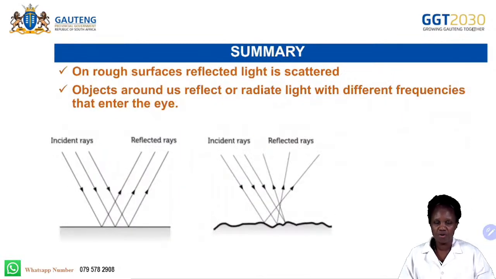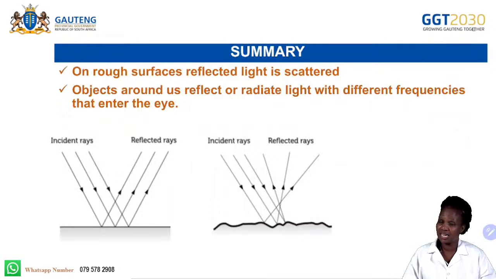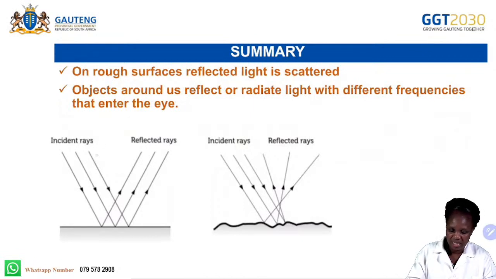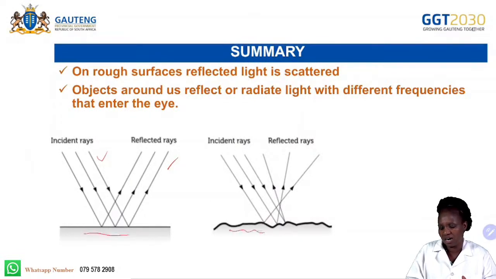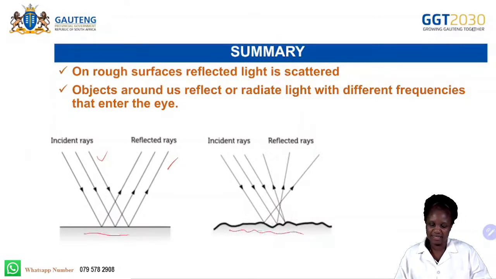All right. On rough surfaces, reflected light is scattered. Objects around us reflect or radiate light with different frequencies that enter the eye. We've got good diagrams there. We've got the incident ray, this is the incoming ray, and then the reflected ray. Why is it in such a good direction? It is because of the smooth surface. And what about a rough surface? Light will be scattered. All right, it will be scattered.